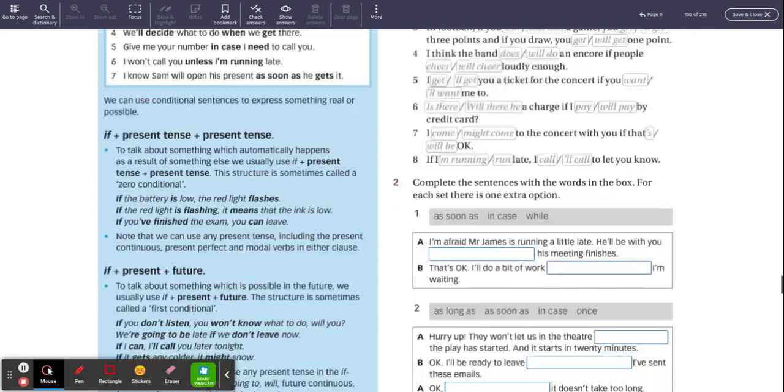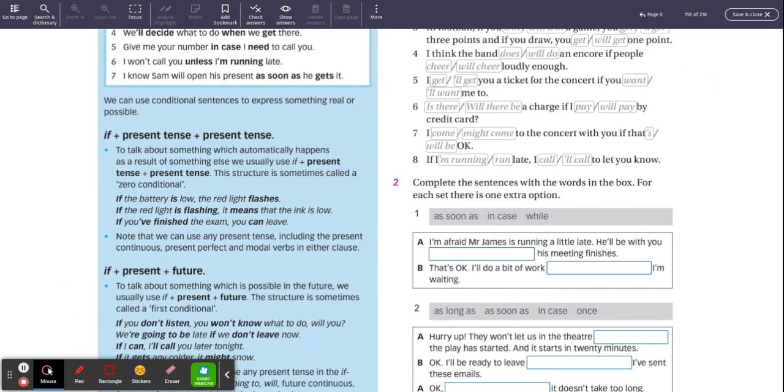And what they start with is one that we use the least. It's very often called the zero conditional. And that's about something that happens every time. We're not just thinking about one time, we're thinking about every time. So, for example, if the battery is low, the red light flashes.